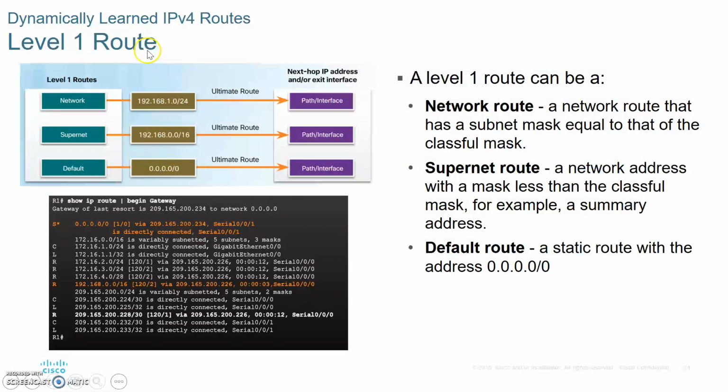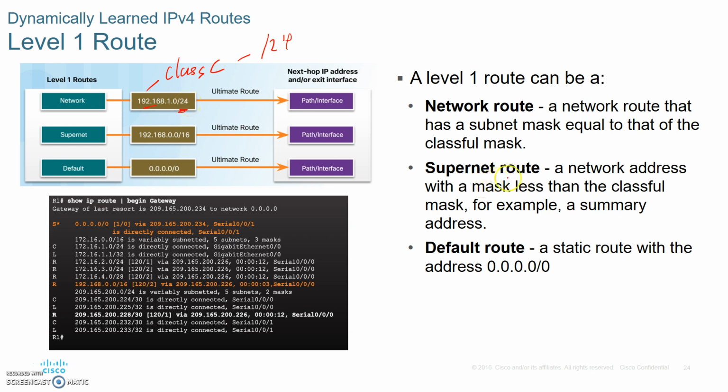Next, level 1 route. A level 1 route can be a network route. A network route is a route that has a subnet mask equal to the classful subnet mask. In this example, we have a /24. 192.168, if you remember, anything that starts with 192 is a class C network. For a class C network, the default subnet mask is /24 or 255.255.255.0. So in this case, this is a network route because the subnet mask matches the class.